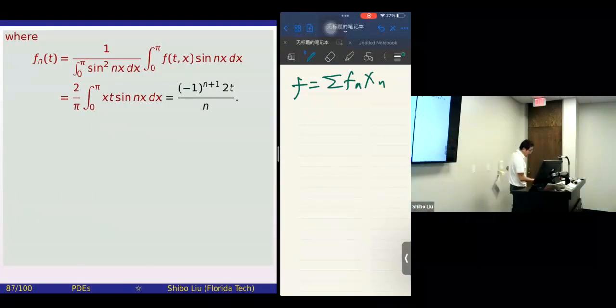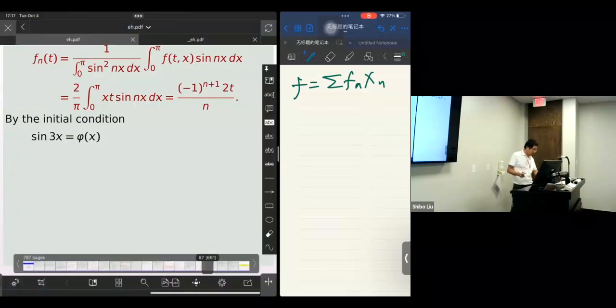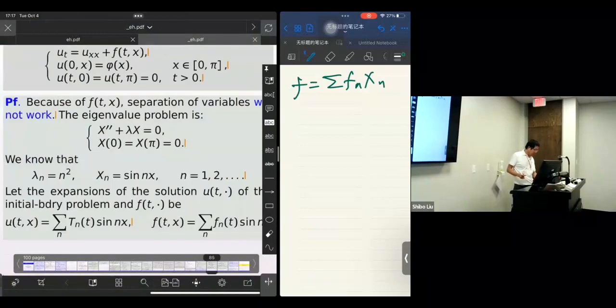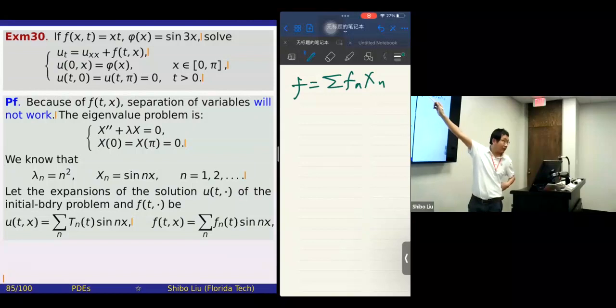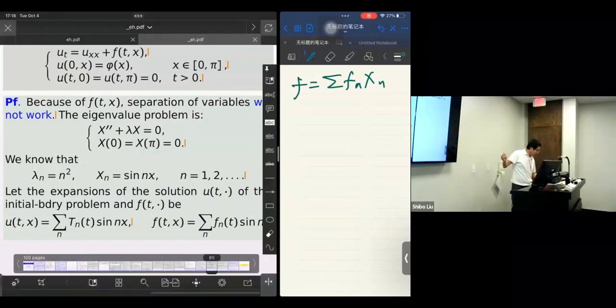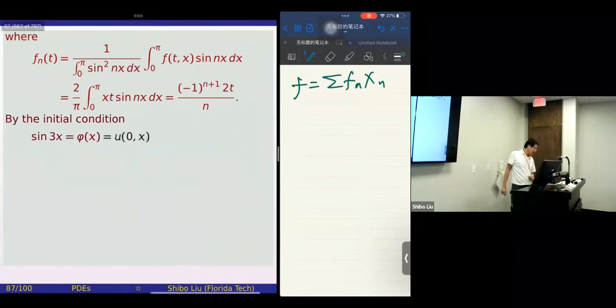So what do we get? The initial condition can also be expanded. Let's go back to our problem. Here f(t,x) is xt, and φ(x) is sin 3x. This is an explicit function, and it can be expanded. But φ(x) is the initial condition, therefore this is u(0,x).